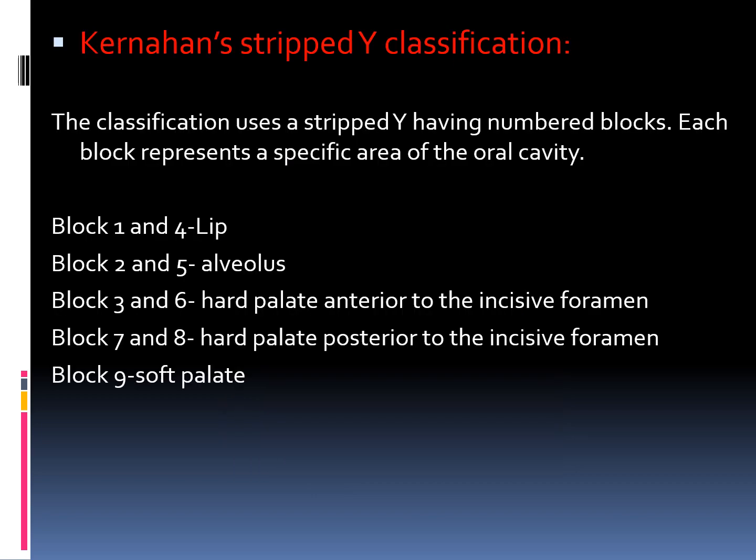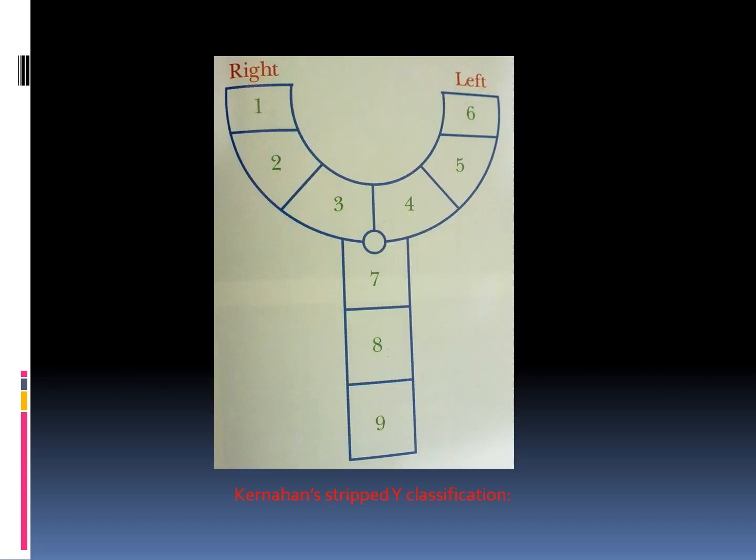Okay. Now, Kernahan's striped Y classification, as you can see, is something like this. Okay. Yes. So this here is your incisive foramen. Behind this, you have your soft palate, and this is your right and left side of your hard palate, right?